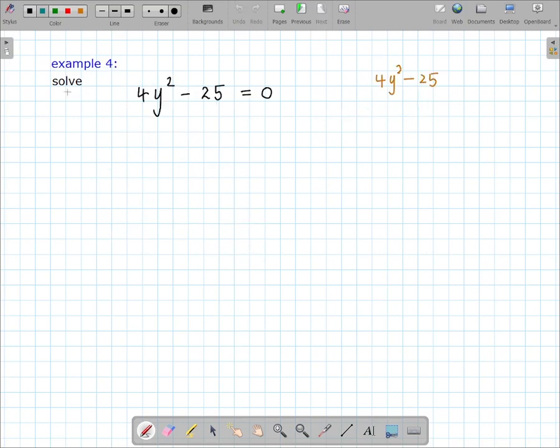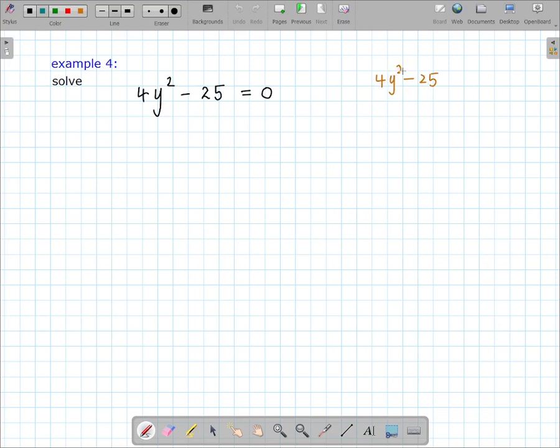Example 4. Solve 4y squared minus 25 equals 0. Then I write the expression here, 4y squared minus 25. Then I check whether I can factorize this one. So 4 times 1, 4 times, it can't. Then y squared, and cannot take anything out. Then we have the option of difference of two squares. Then check whether we can write this one as a difference of two squares.